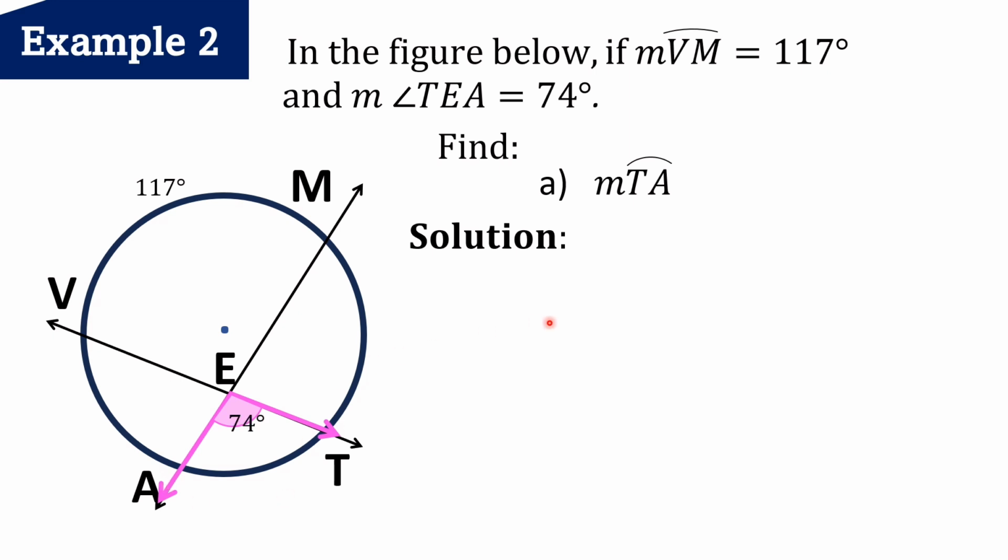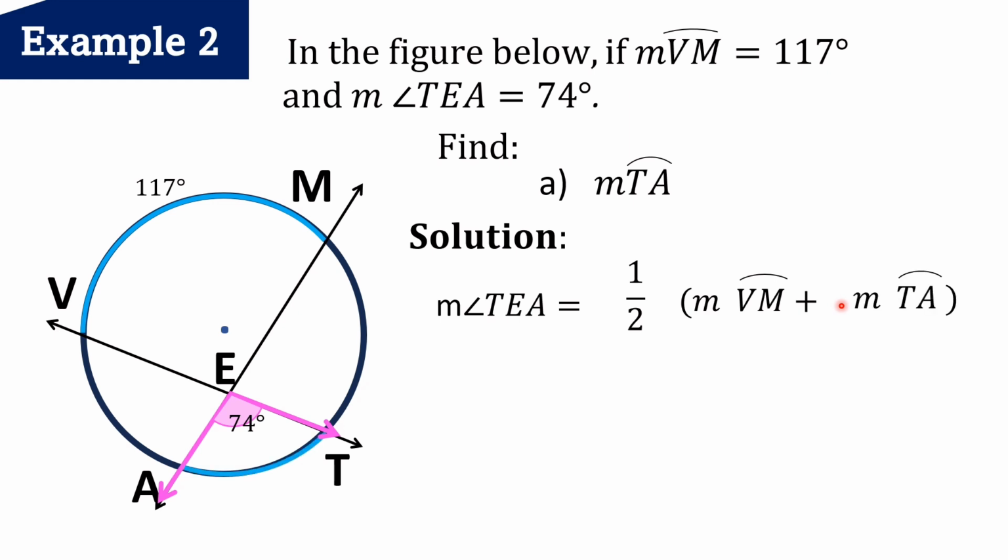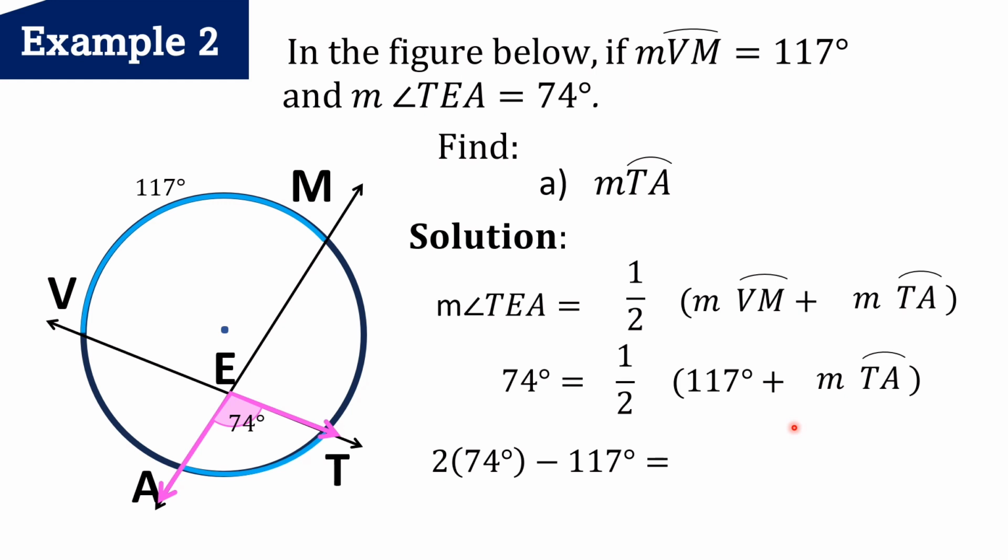By applying the theorem, the measure of angle TEA is equal to 1/2 times the measure of arc VM plus the measure of arc TA. Substituting the given values, 74 degrees is equal to 1/2 times 117 degrees plus the measure of arc TA. Applying the multiplication property of equality and additive inverse, we have 2 times 74 degrees minus 117 degrees is equal to the measure of arc TA. Then, simplifying, the measure of arc TA therefore is equal to 31 degrees.